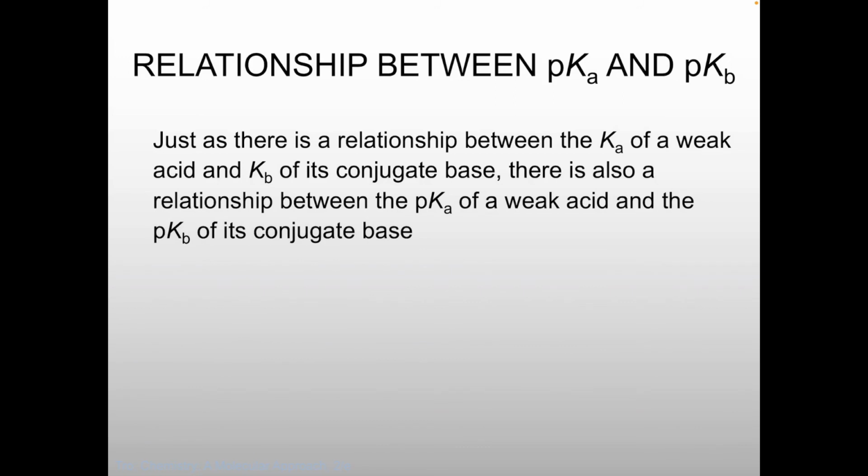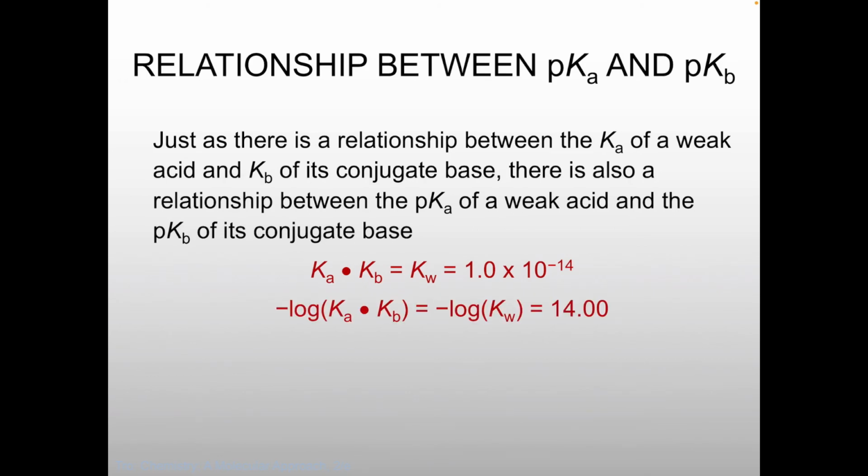pKa and pKb are related, just like we have a relationship between Ka and Kb. Like we know Ka times Kb will give us Kw, which is 1.0 times 10 to the minus 14. So if we take the negative log of all of this, right? We take the negative log of our Ka times Kb, we take the negative log of our Kw, and we take the negative log of 1.0 times 10 to the minus 14, which gives us 14.00.